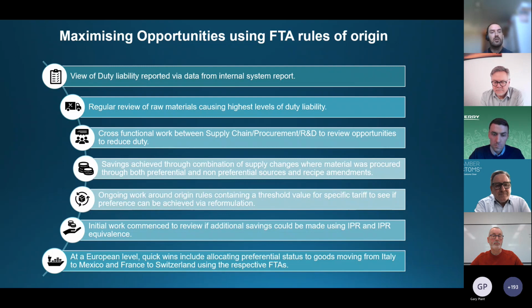And just a couple of our specific wins. Now, this is at a European level rather than out of Great Britain, but where we were able to get a big picture of the duties that we were liable for because of the status of our raw materials, we were actually able to make some fairly big reclaims from goods going from France into Switzerland, using the respective free trade agreement, but also from Italy to Mexico.